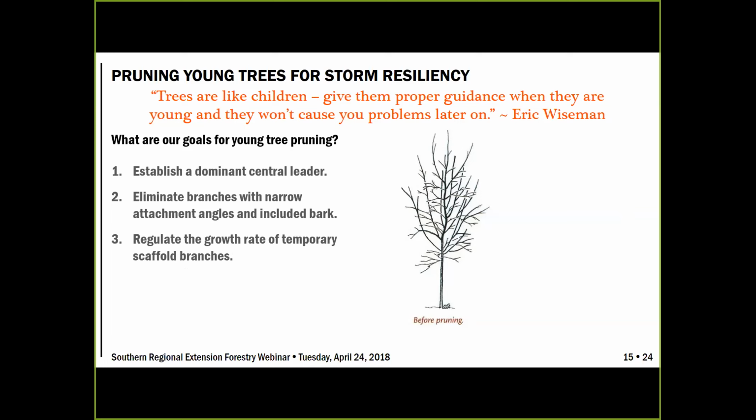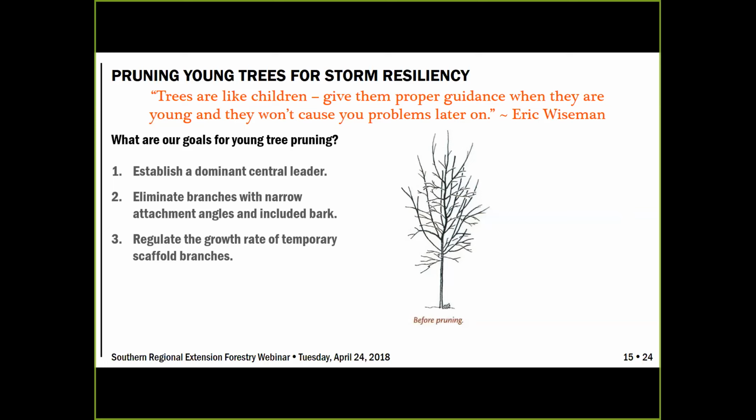Another goal is to regulate the growth rate of temporary scaffold branches. With parking lot trees, street trees, and many park trees, we intend to eventually have a permanent base canopy height of about anywhere from 8 to 14 feet. In other words, where is the attachment of the first primary branch above ground level? We are headed in that direction because we want to provide adequate clearance for pedestrians, vehicles, and more or less keep people out of park trees by climbing them.